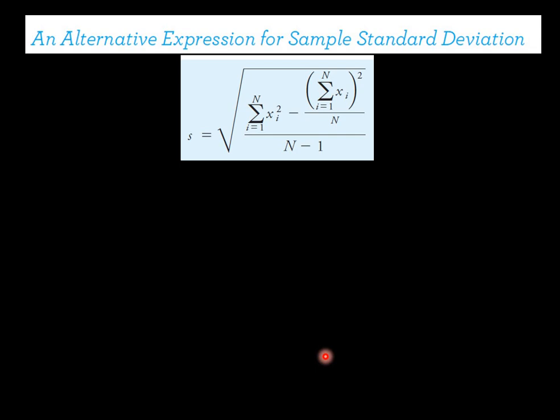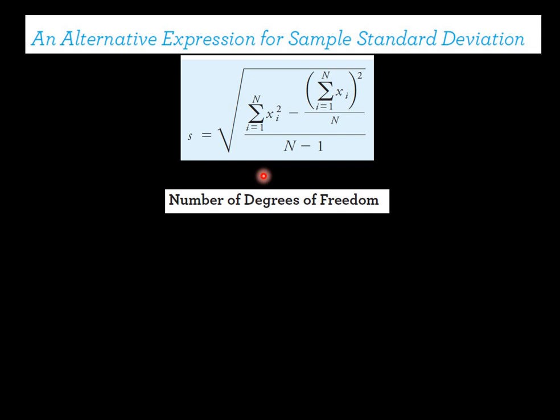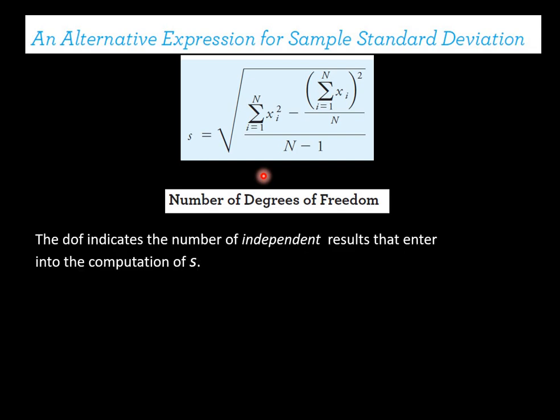Well, this is just an alternative formula for the same definition. Yes, we'll be using that, and we get the same result. And what about the number of degrees of freedom? By definition, it is something that indicates the number of independent results that enter into the computation of this. You are using n number of data, but not all n data are independent. You can just avoid a single value.